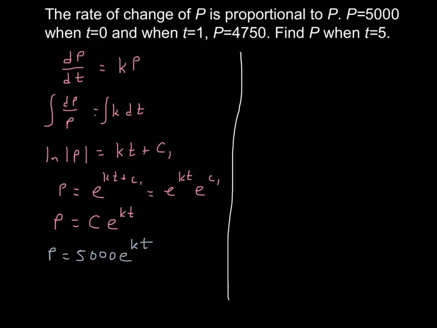And I will get then 4,750 equals 5,000 e to the 1, or k times 1 power. That is a k right there. Okay. And now what I'd like you to do right now is pause the video, and I want you to solve it for k.